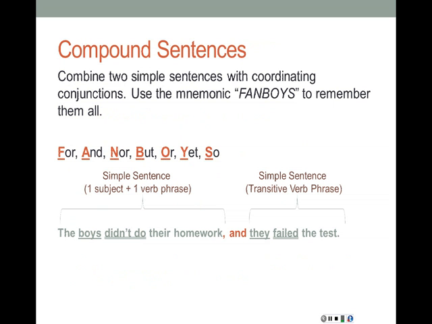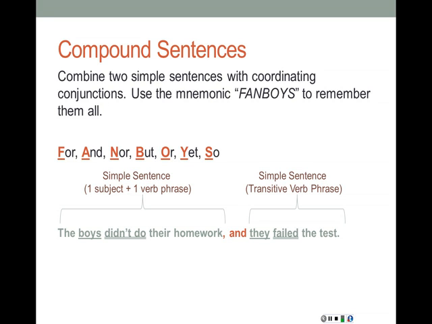Okay, let's get to compound sentences. Simple sentences can be combined with a comma and a coordinating conjunction to form a compound sentence, or a sentence with two equal simple sentences. There are 7 coordinating conjunctions called fanboys: for, and, nor, but, or, yet, and so.